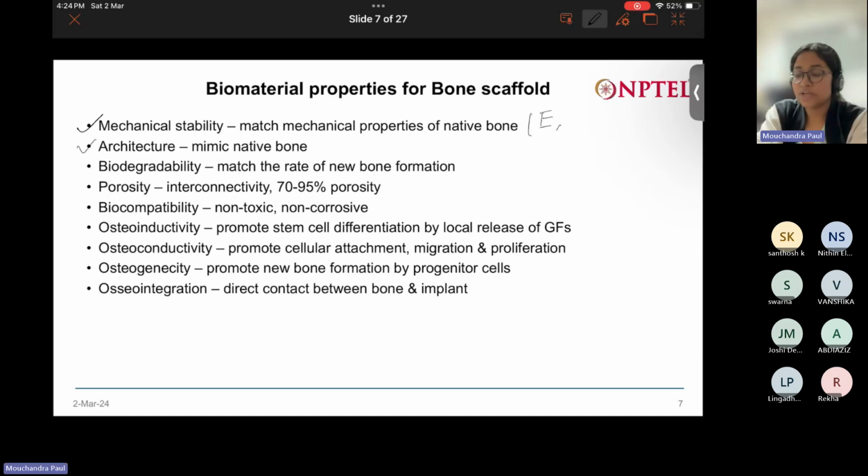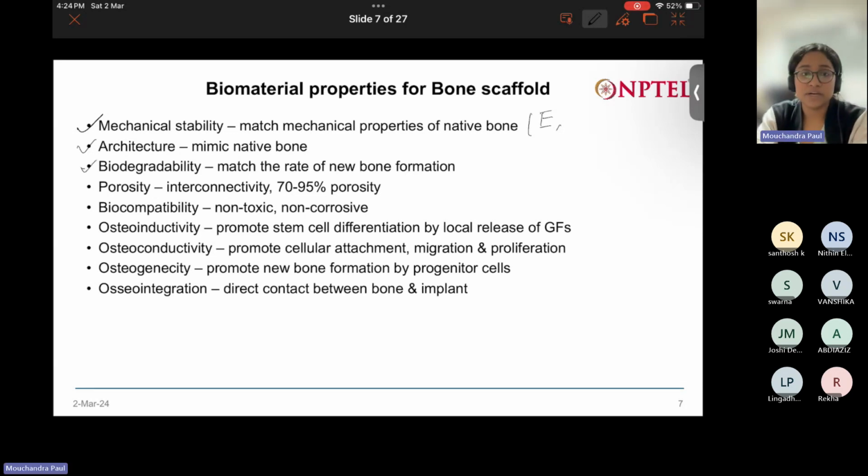Another property should be the architecture of the scaffold. It should be very similar to the native bone. Bones are very porous in nature, so you can create a scaffold which is again porous. Then you can mimic the native bone structure, like the defects and the bending wherever the native bone is there. You can mimic that, and in that way you can design your scaffold.